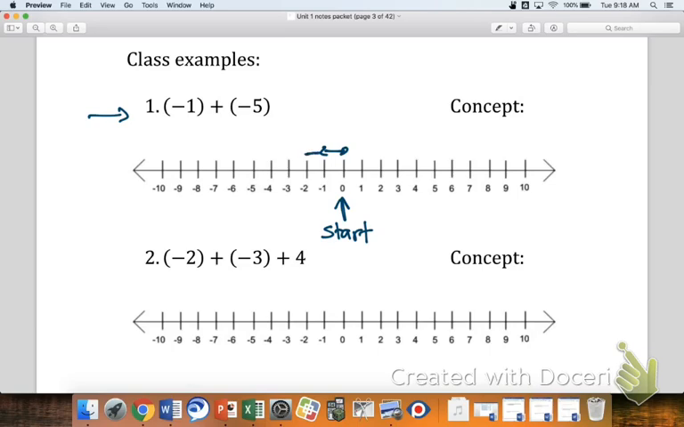So I go left 1, 2, 3, 4, 5. And that's the end of my addition, and I end up right there. Therefore, my answer would be -6. You could do this without the number line.